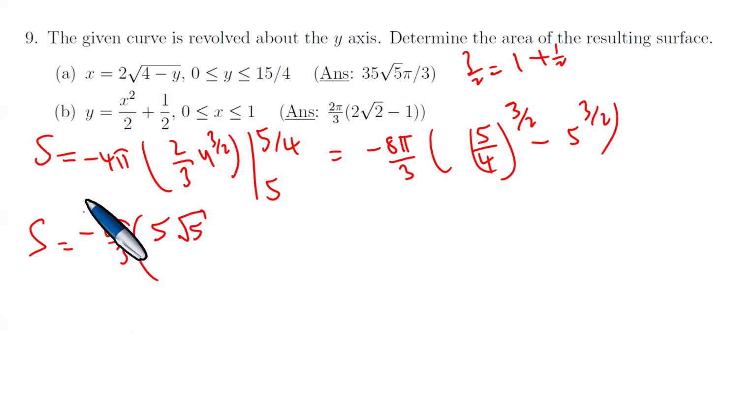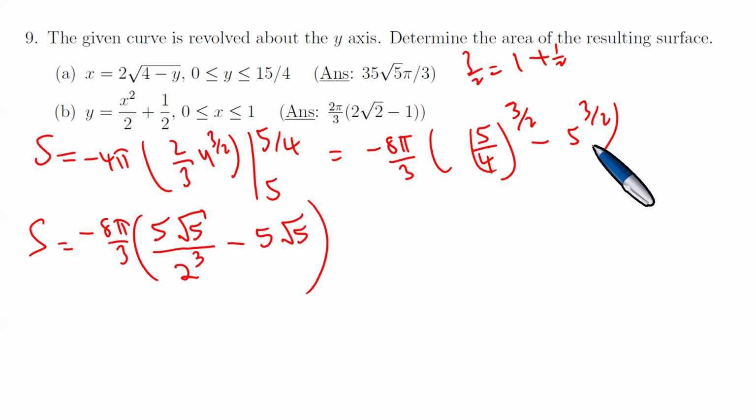Okay, we check this one. So in the denominator, you have 4. 4 is the same as 2 squared. The square is going to cancel these 2, giving us 2 to the power 3 minus this one here. It's going to be 5 to the power 3 out of 2. 5 to the power 3 out of 2 is 5 times the square root of 5, because the 3 out of 2 is 1 plus a half.